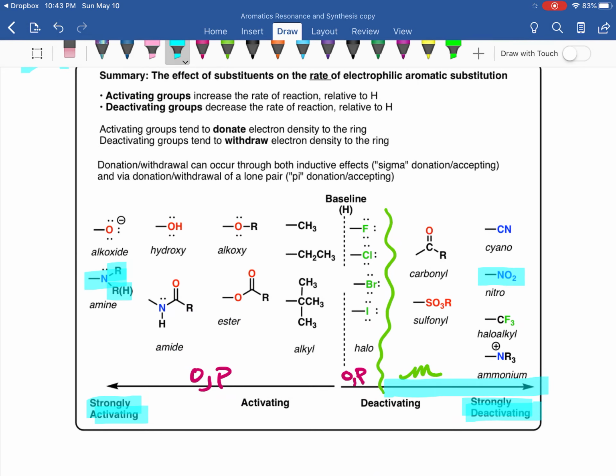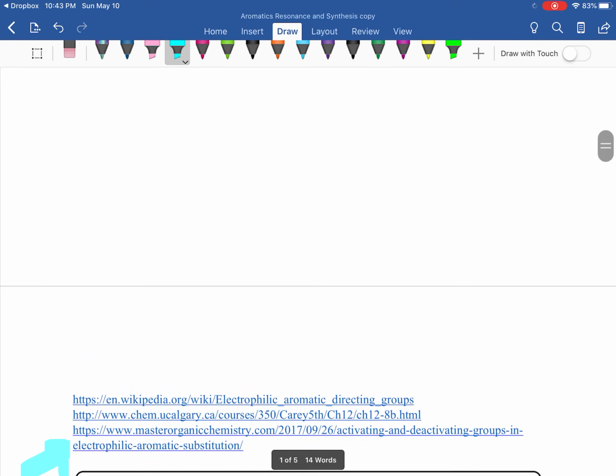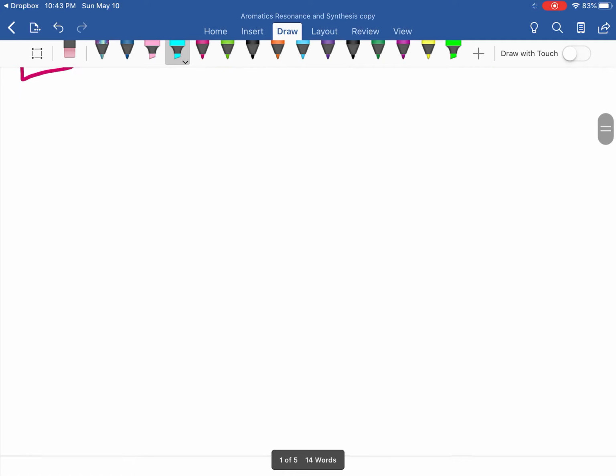So if we go back to our chart then, that's why on this side of our line, everything after that group will be meta. And then on this side of our line, everything will be ortho-para. All right, so let me show you what that means.